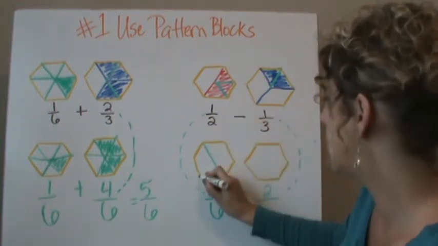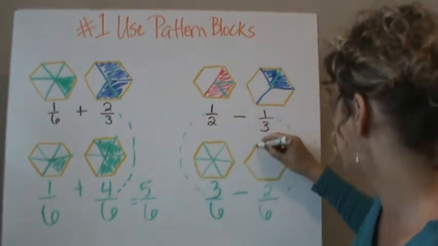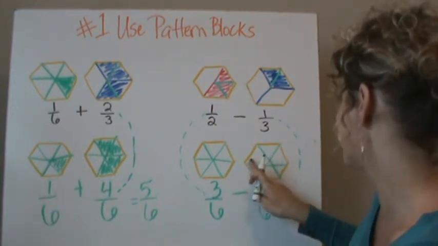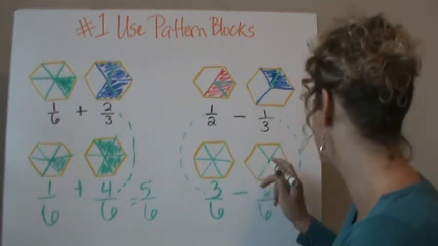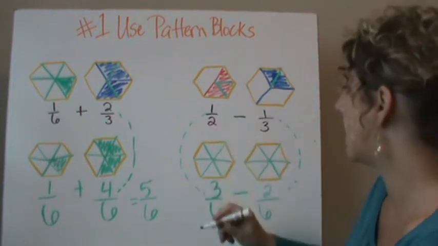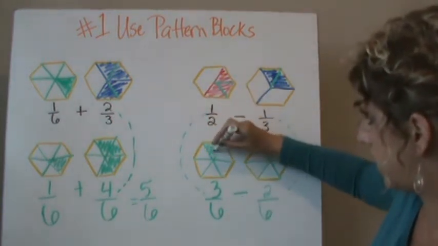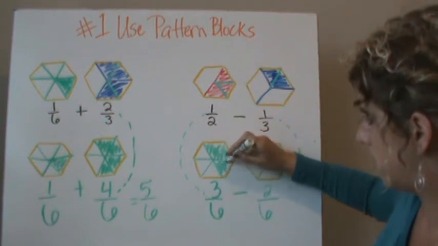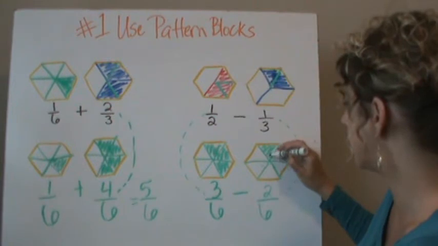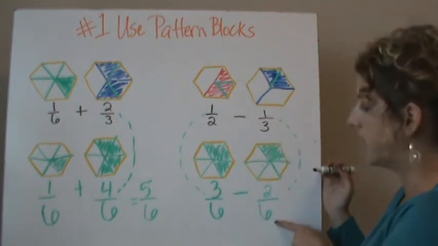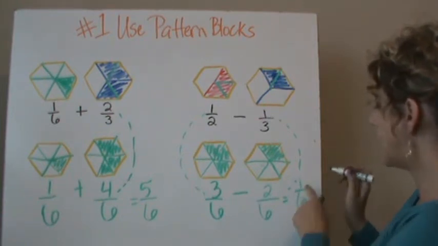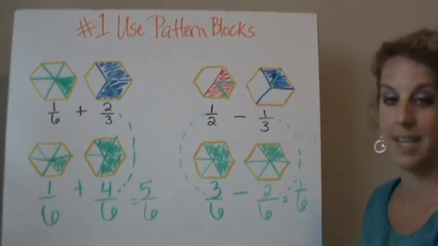So go ahead and show that. Alright, so you've got half of the hexagon is covered. So half of 6 is 3. And then 1/3 of the hexagon is covered, or 2/6. So now you know 3 minus 2 equals 1. So your answer is 1/6.